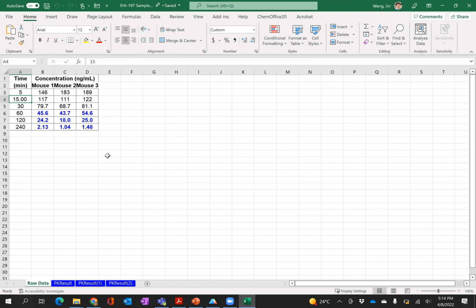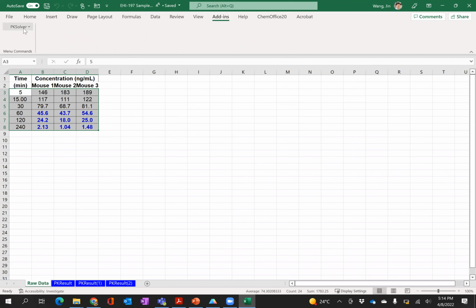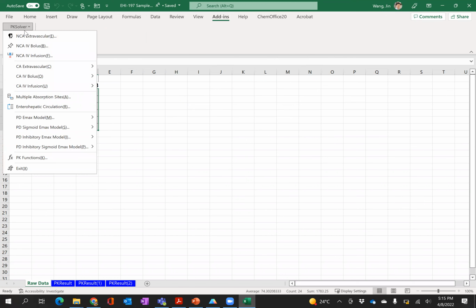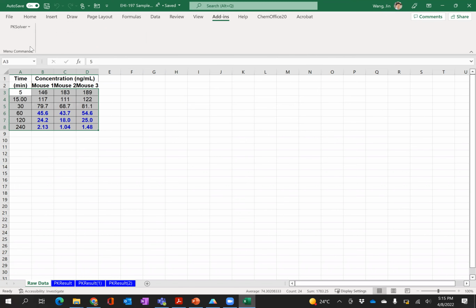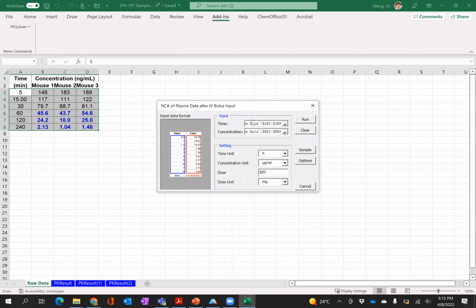So it's very easy to show you how to use the solver. You can copy paste these raw values right into an empty sheet here, essentially. Then you go to add-in PK solver. And we are doing non-compartment model IV bolus, right? And then you just choose a time, which is like from here to here. You choose a concentration from here to here. So these are actually 3 mice, right? And then the time units, we have minutes, and the concentration units is nanogram per ml.